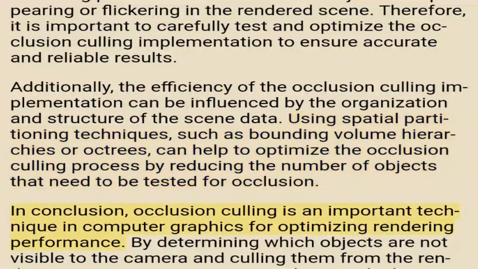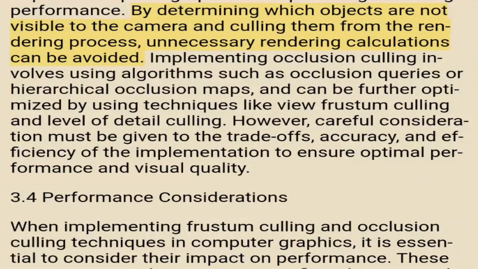In conclusion, occlusion culling is an important technique in computer graphics for optimizing rendering performance. By determining which objects are not visible to the camera and culling them from the rendering process, unnecessary rendering calculations can be avoided. Implementing occlusion culling involves using algorithms such as occlusion queries or hierarchical occlusion maps, and can be further optimized by using techniques like view frustum culling and level of detail culling. However, careful consideration must be given to the trade-offs, accuracy, and efficiency of the implementation to ensure optimal performance and visual quality. 3.4 Performance Considerations.